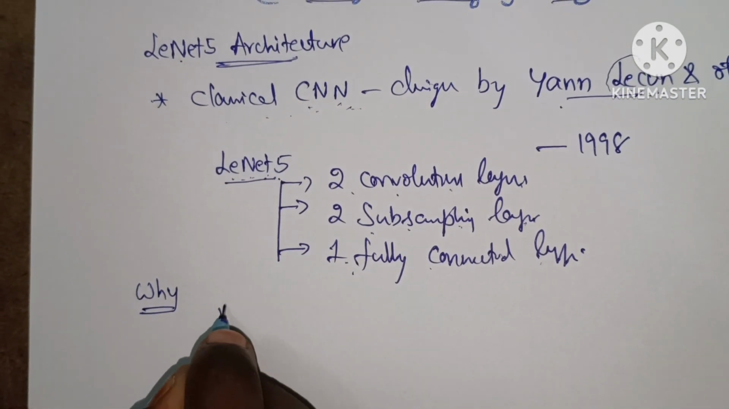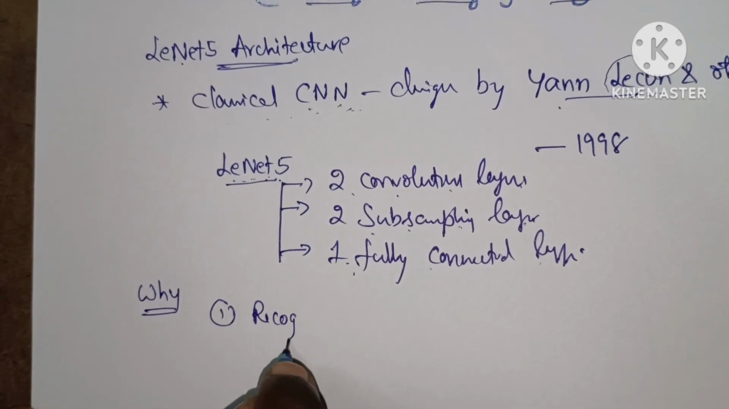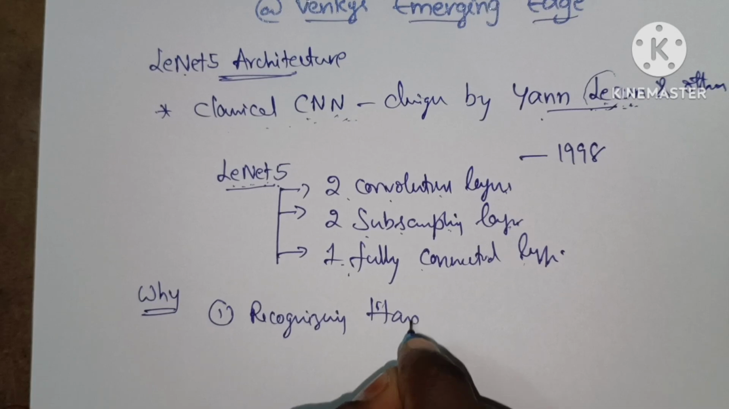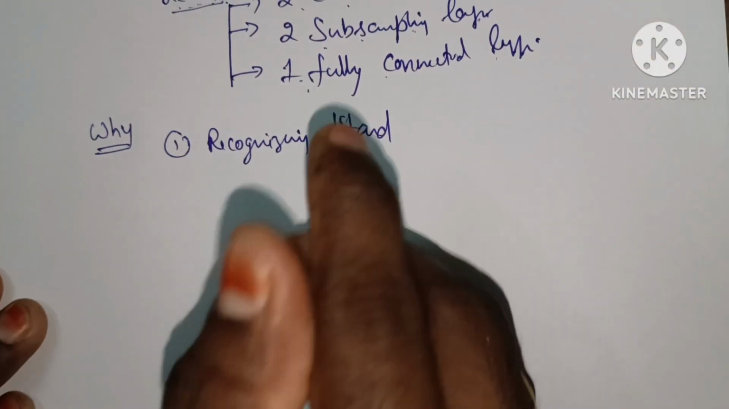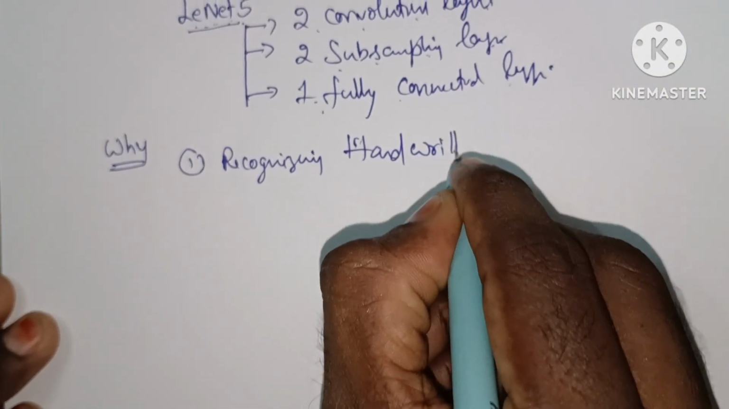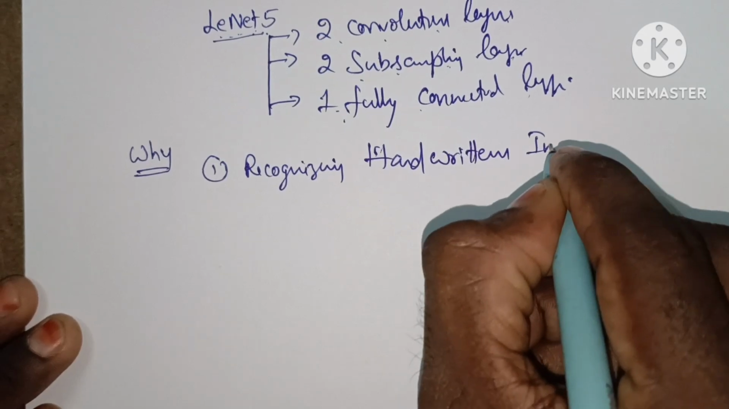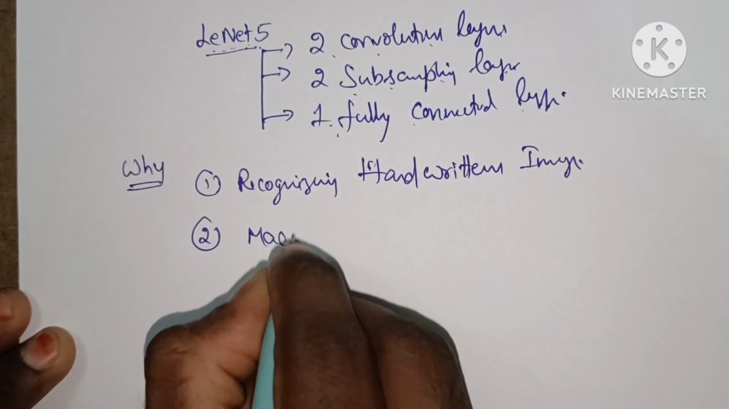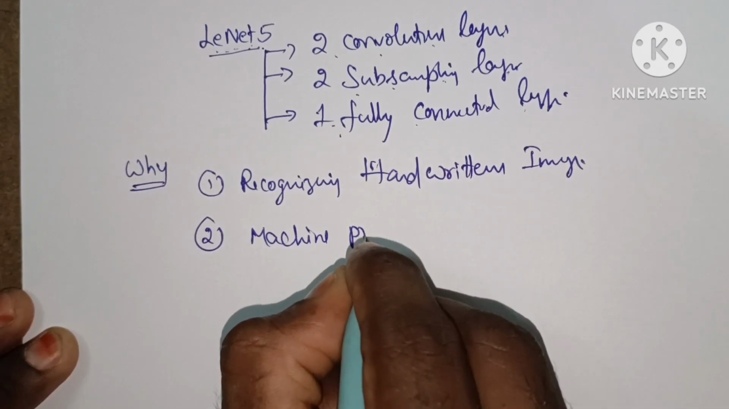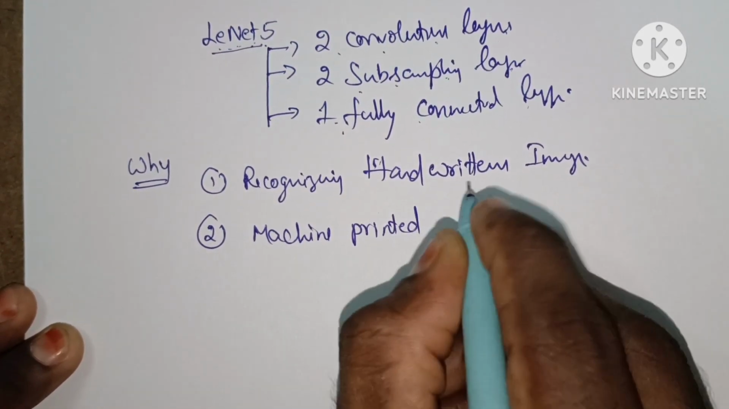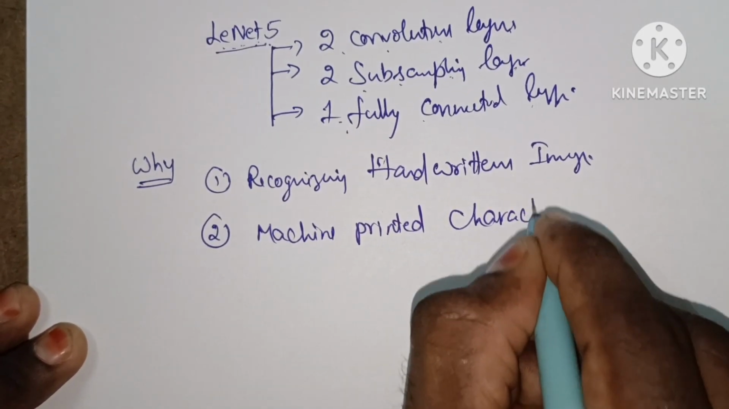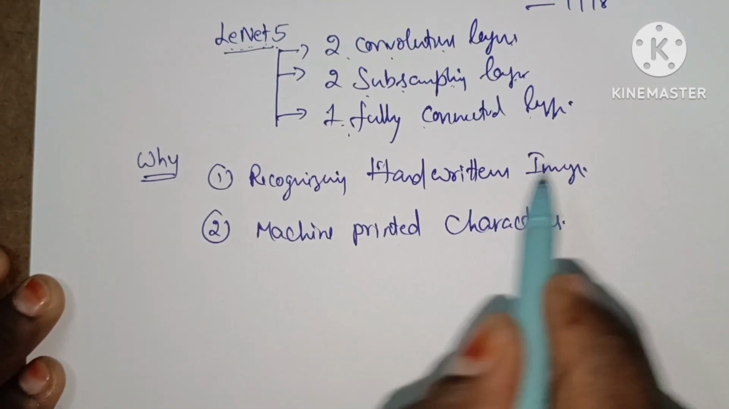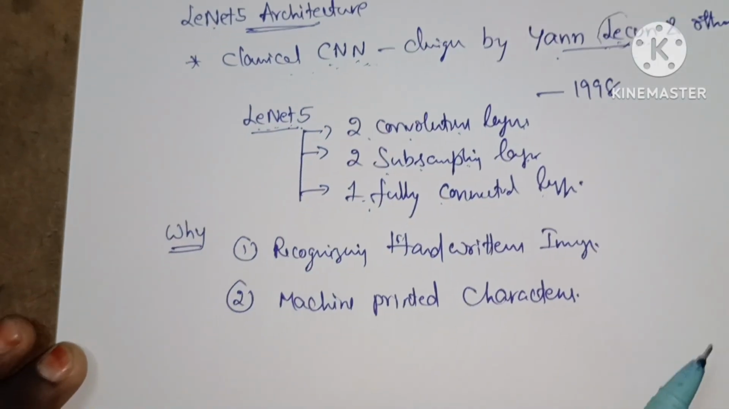The first one is recognizing handwritten images. The second one is machine-printed characters. Is it clear? Only for this purpose we are developing the LeNet5 architecture.